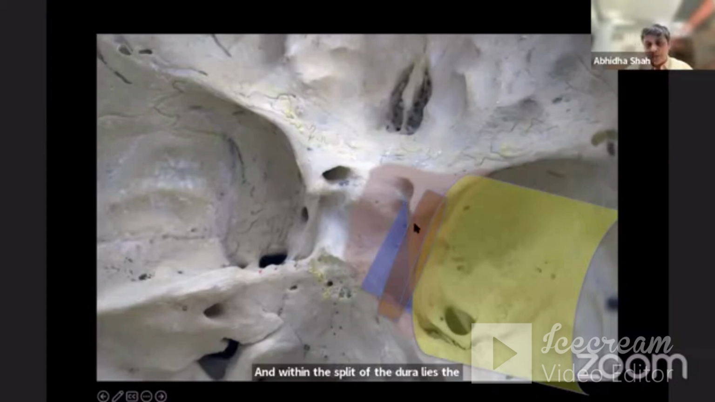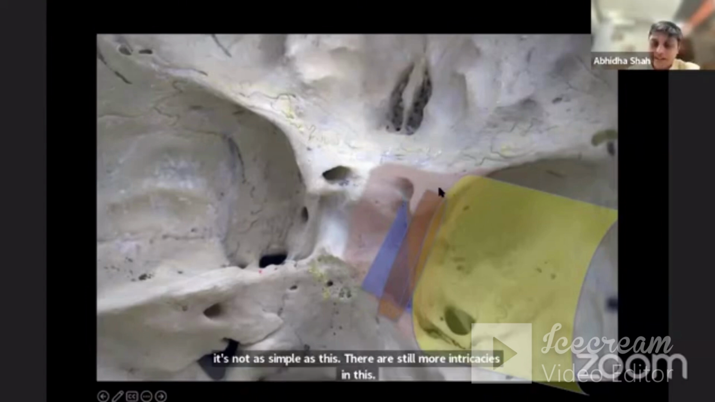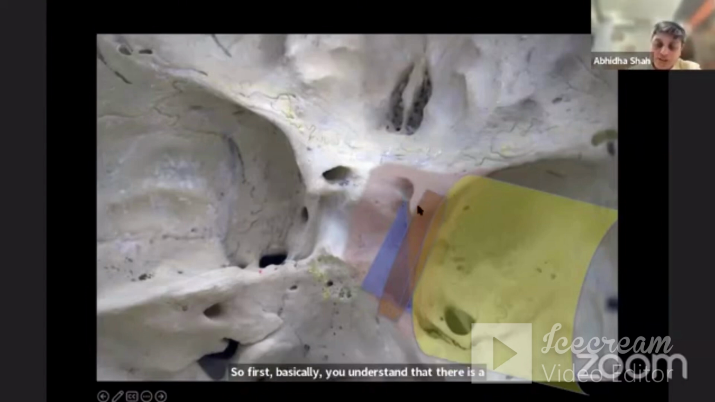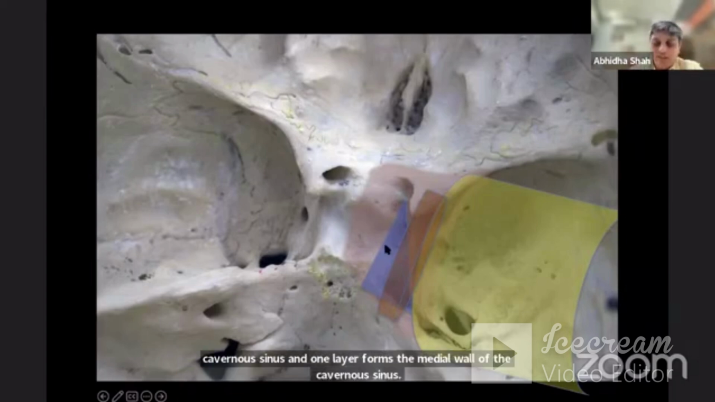Now it's not as simple as this. There are still more intricacies in this. First, you understand that there is a split in the meningeal and endosteal layer. There is a further split in the endosteal layer, and one layer forms the inferior wall, the inferior base of the cavernous sinus, and one layer forms the medial wall of the cavernous sinus. And within this lies the venous plexus.